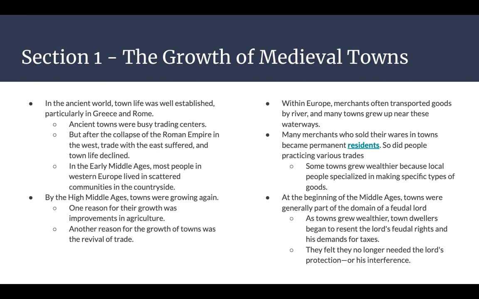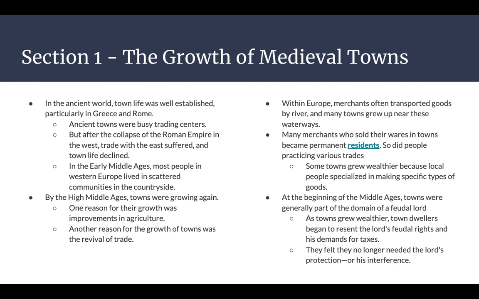All right, so in the ancient world, town life was well established, particularly in Greece and Rome. Ancient towns were busy trading centers, but after the collapse of the Roman Empire in the West, trade with the East suffered and town life actually declined. So in the early Middle Ages, most people in Western Europe lived in scattered communities in the countryside. However, like I kind of talked about on the last slide, by the High Middle Ages, towns were growing again.